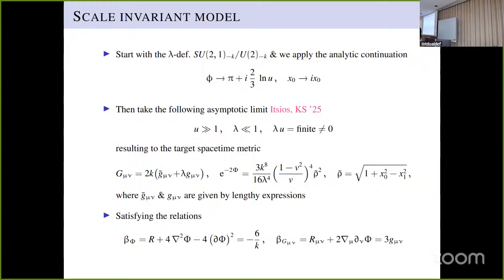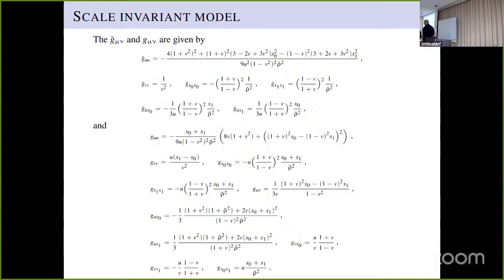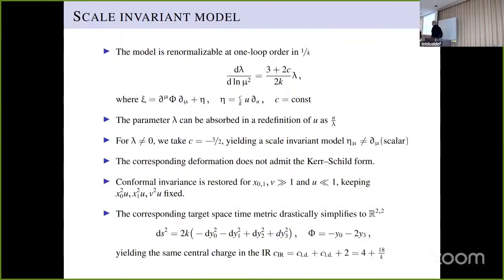I'd also note some relationships for the beta function for the scalar and the deformation. The deformation bar and the deformation are given by this expression, just for illustration. The model here is renormalizable at one loop in 1 over k, and the RG flow takes this form. As you can see here, again, it's the same point. Xi is a scalar, given in terms of the scalar field plus theta, however, takes this form, and C being a constant. This is completely unphysical, as we said in the previous case. We cannot have a beta function depending on C.